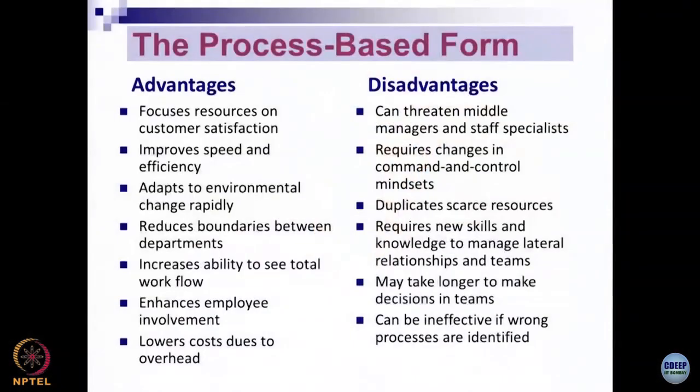And last but not the least, in the process-based organization, there can be ineffectiveness if the wrong processes are identified. If wrong processes are identified, we may end up having a lot of duplicacy of the resources, a lot of people with similar competencies, that might be a scarce competency, working in different teams wherein their competencies could be used across the teams. So this is one example where process-based forms of organization can be ineffective, particularly when the wrong processes are identified.